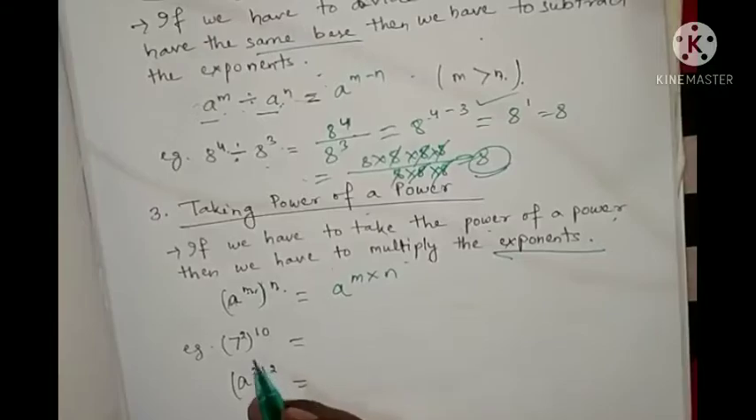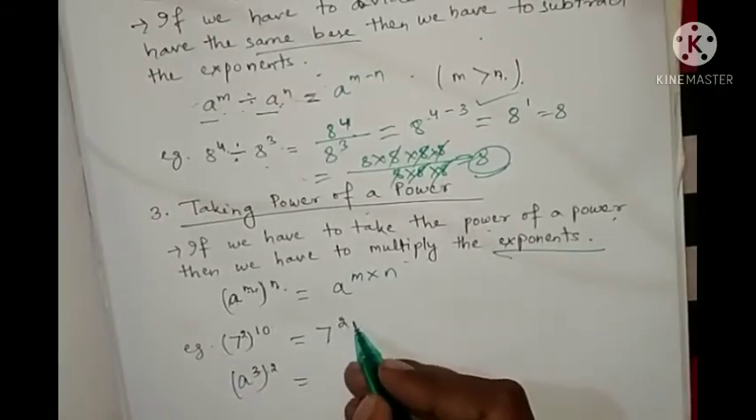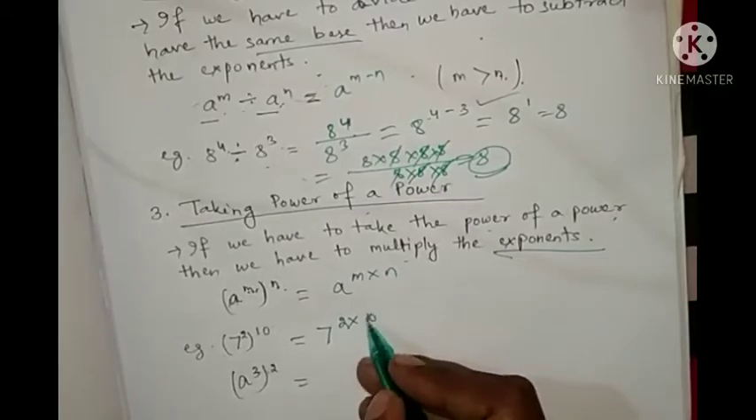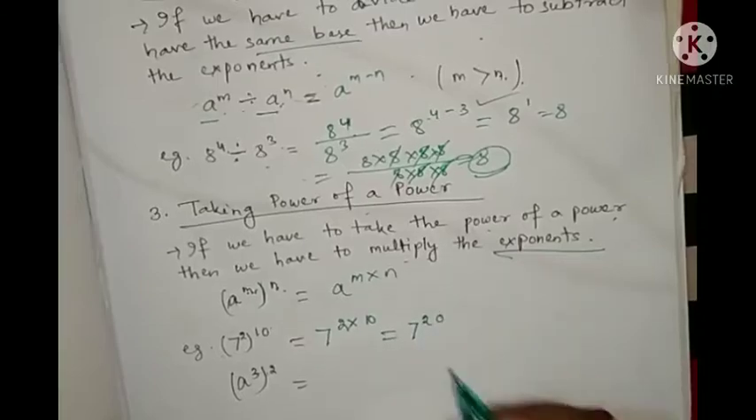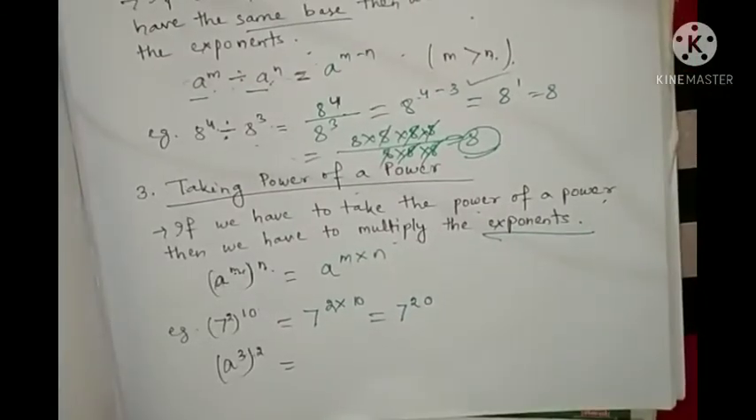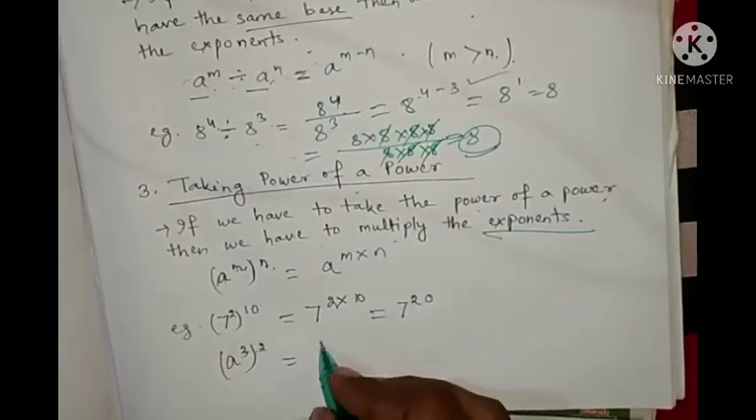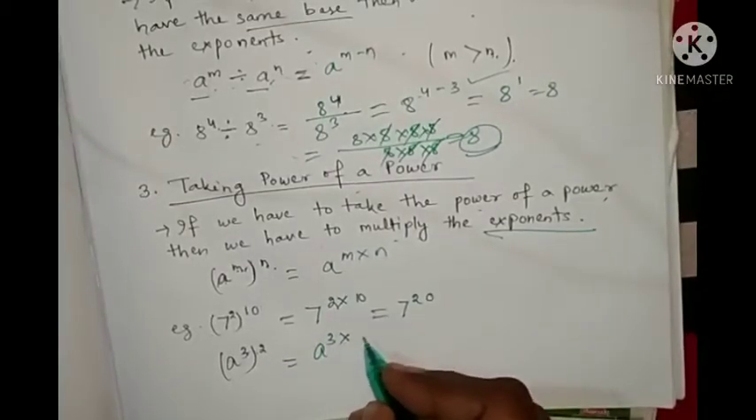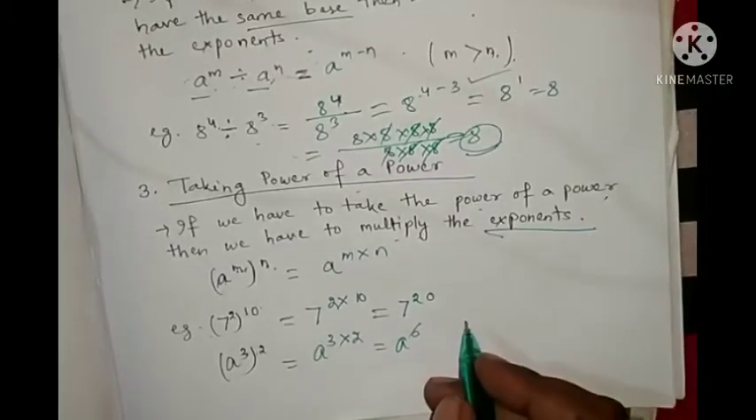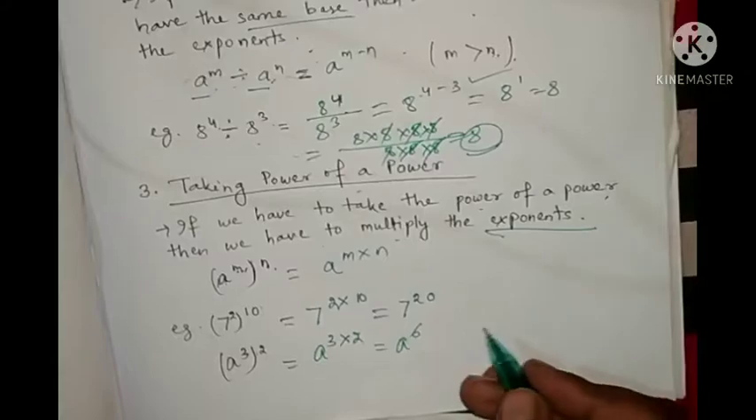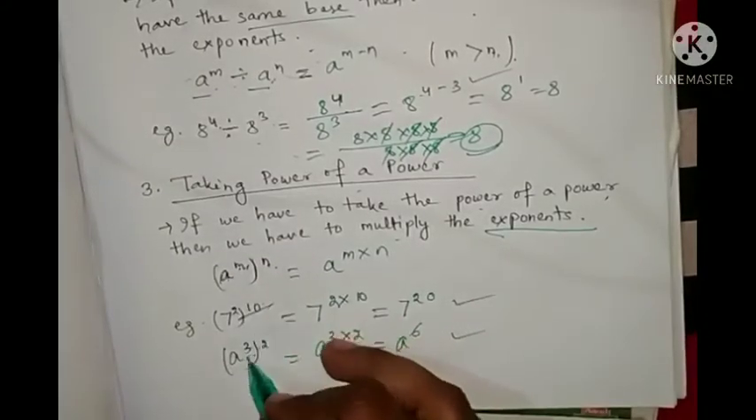Example, see, 7 square whole to the power 10. So what will you write? 7 to the power 2 into 10, that is 7 to the power 20. Like this, a to the power 3 whole to the power 2, that one you can write as a to the power 3 into 2, that is a to the power 6. Like this we can express power of power, means you will always multiply the exponents.